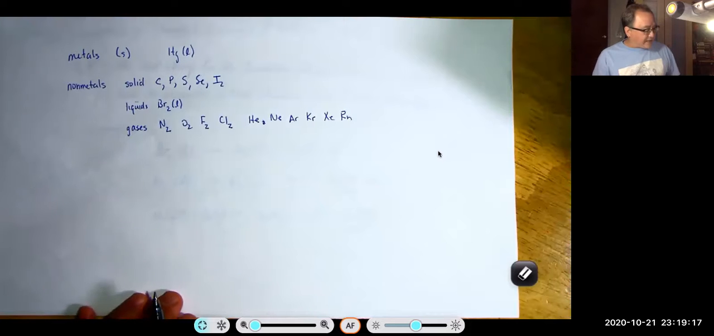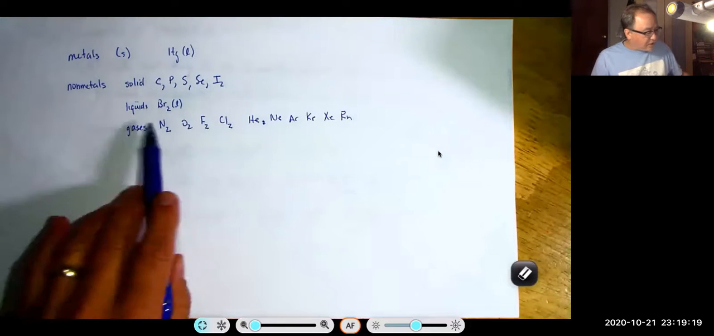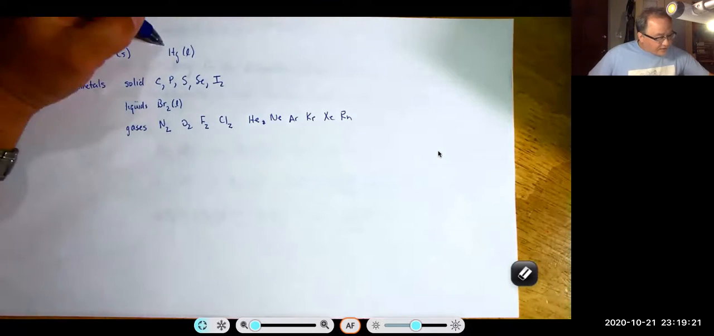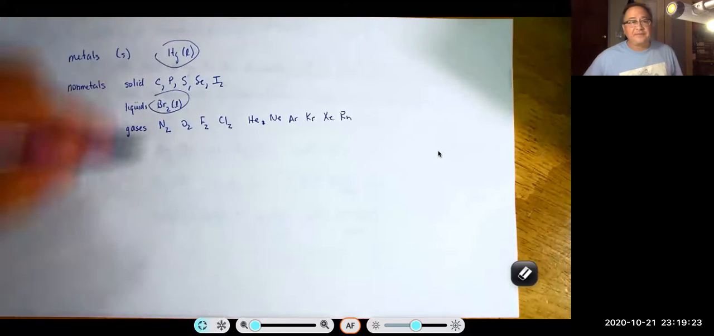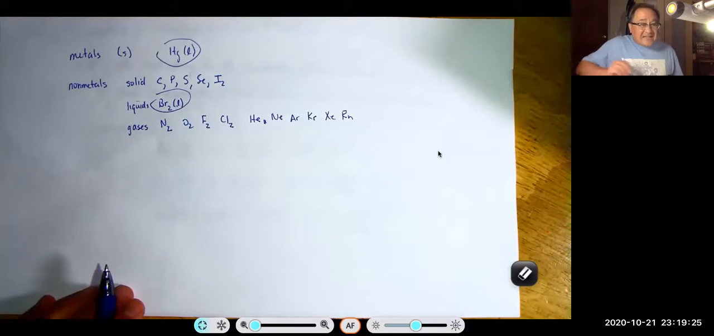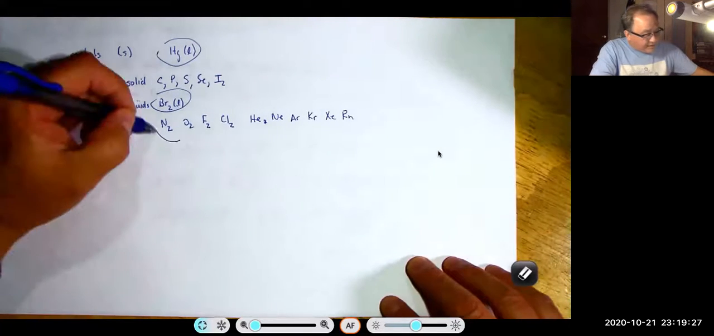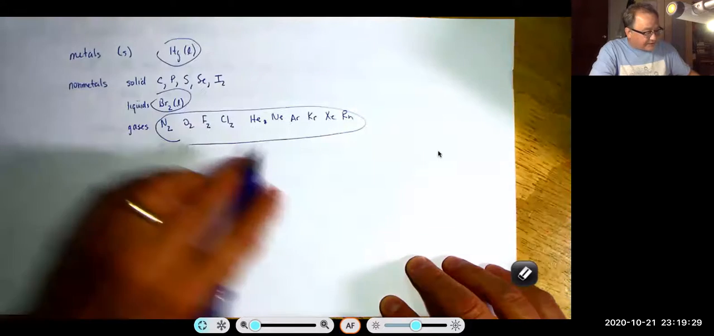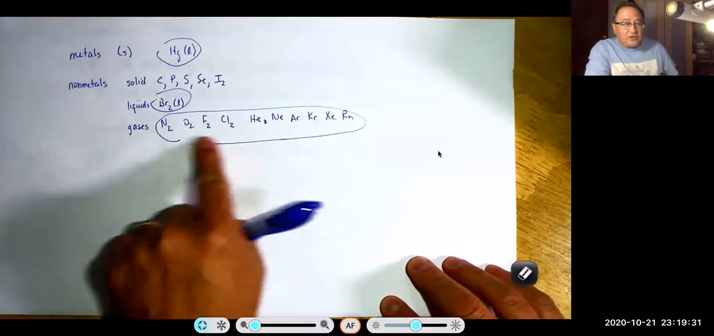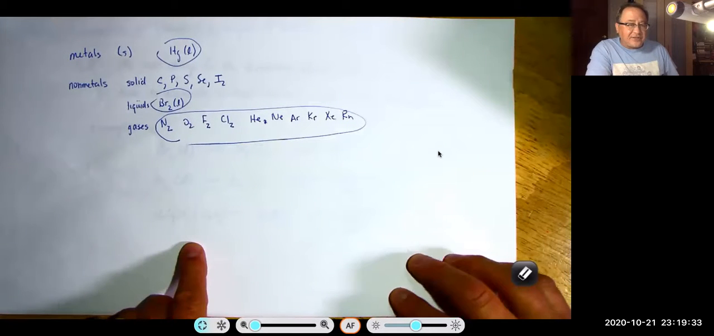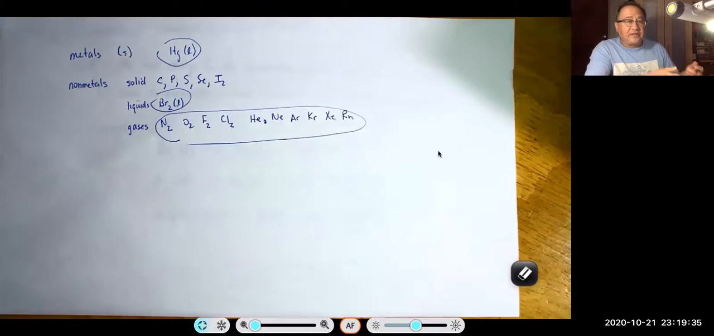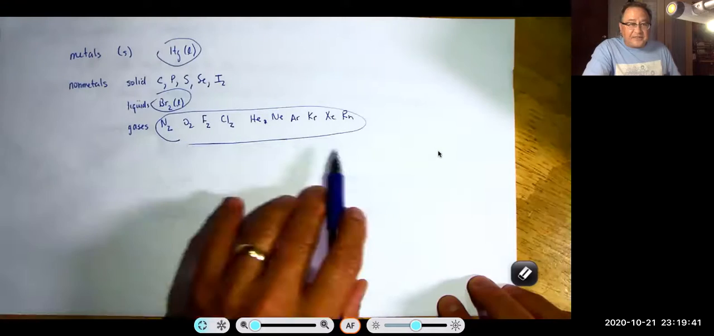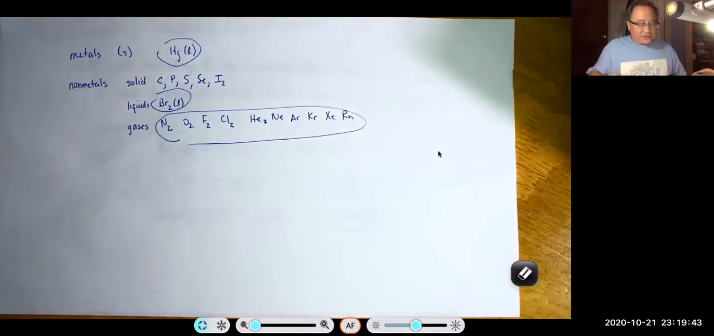It looks like as far as liquids go, there's only 2 that have a standard state of being a liquid. And as far as gases go, there's only these right here, the noble gases, and these 4. So if you can memorize the 2 liquids, mercury and bromine, and the standard states for the gases, then you know the rest of the elements are solids.